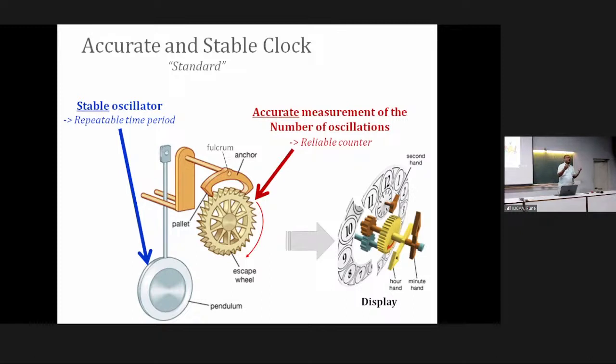So instead of this mechanical wheel and fulcrum thing, we have gone so far that we have the most precise oscillators, which is atoms, and the most reliable and accurate counter, which is based on different things, depending on what we are counting. So any idea why atoms are better oscillators compared to anything else? Just use your general knowledge.